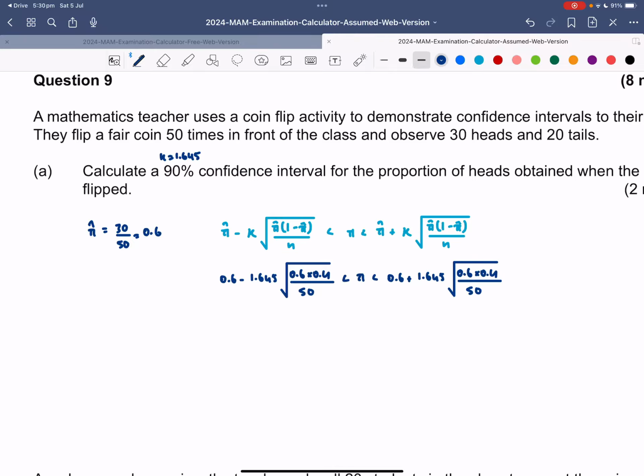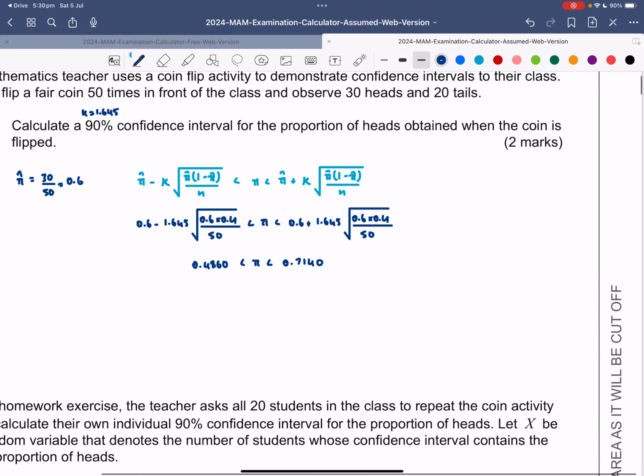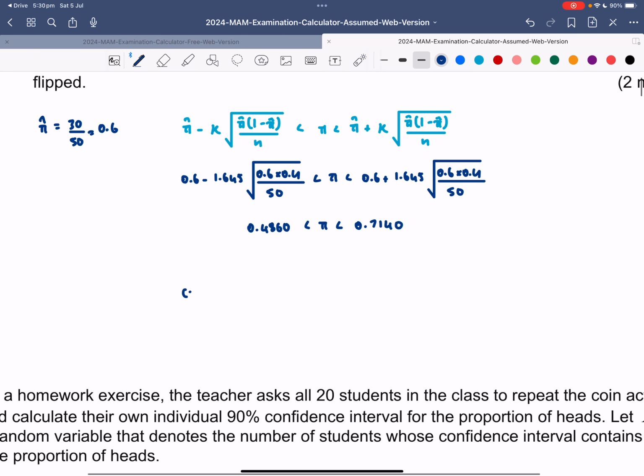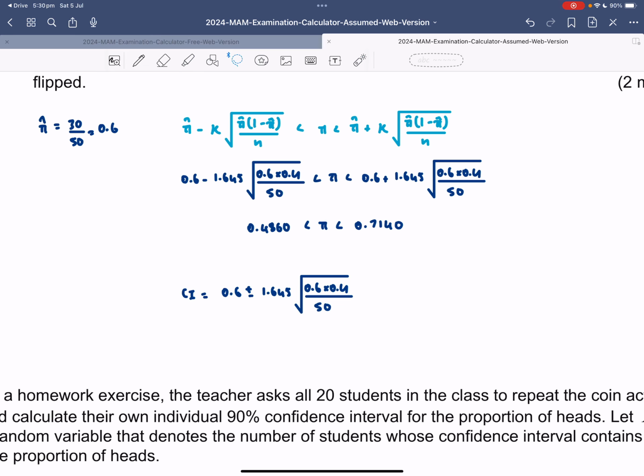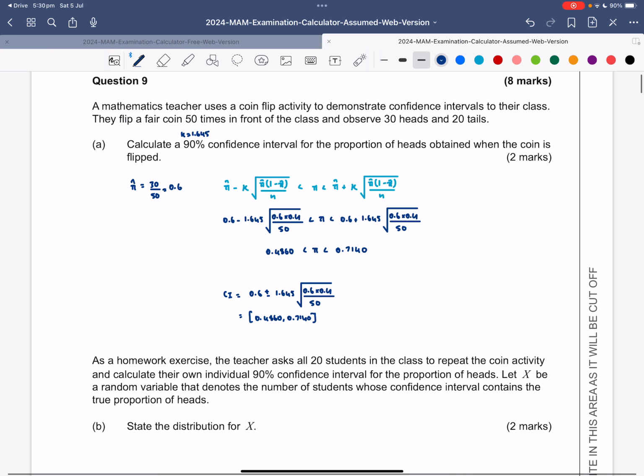Put that straight into your class pad, and to 4 decimal places, we'll get a 90% confidence interval of 0.4860 is less than pi is less than 0.7140. Okay. Sometimes I see them a bit lazy. They just write down confidence interval is 0.6 plus or minus 1.645 lots of the standard deviation, and then they write 0.4860 comma 0.7140. Okay, but it is safe to put it like this.